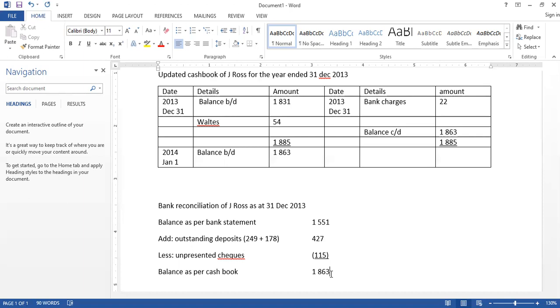So this error is not an outstanding deposit, nor is it an unpresented check. It's just an error that is made. So what you do is, when you take your balance as per bank statement, before you record your balance as per bank statement, in brackets, you do your calculations.